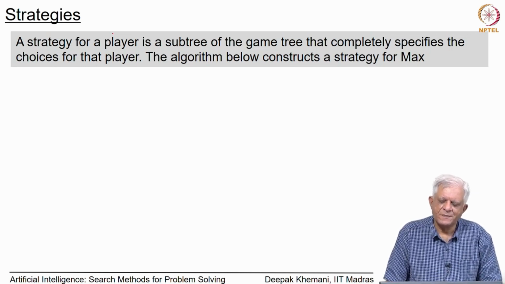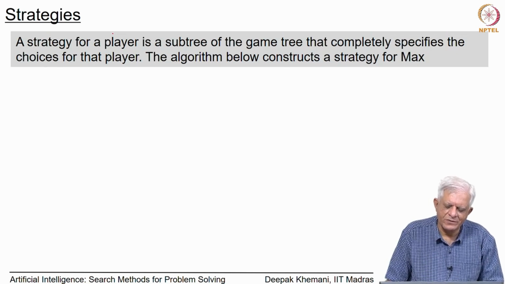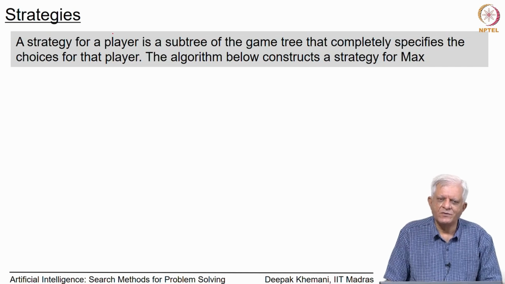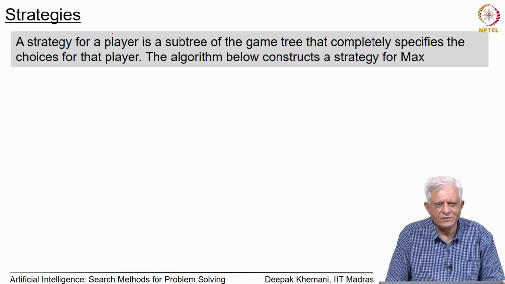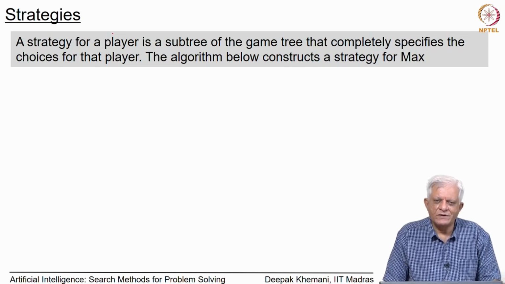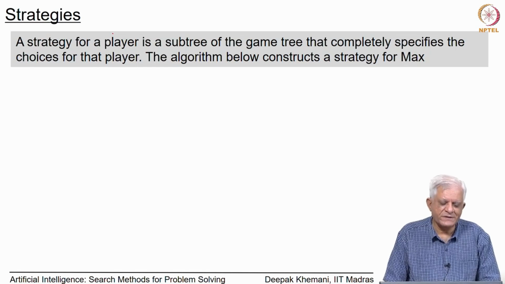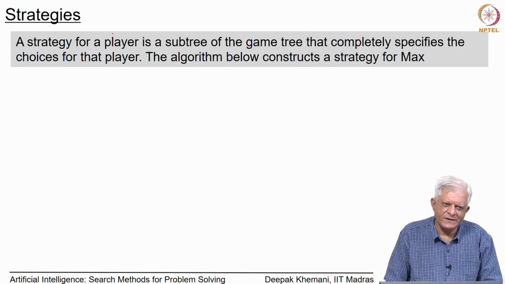In a multi move game, you make a move, then the opponent makes a move, then you make a move, and then the opponent makes a move, and so on. So, in such a scenario, what is the strategy? We define a strategy for a player as a subtree of the game tree, such that it completely specifies the choices for that particular player. So, once I have looked at a game and say in this board position, this is the move I will make, then you are freezing your choices.